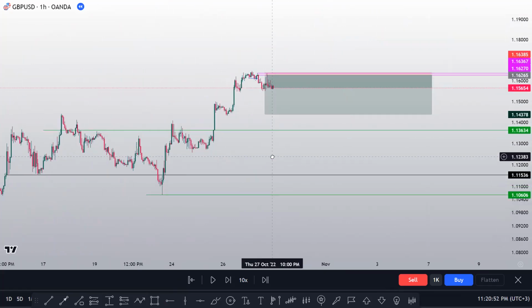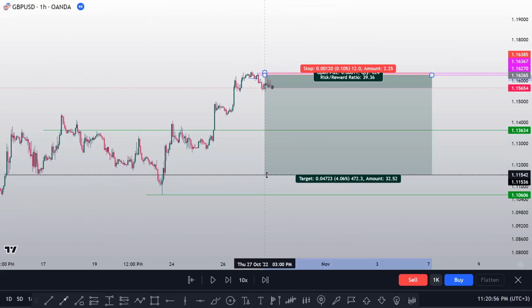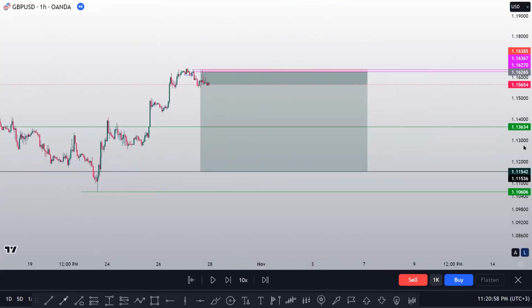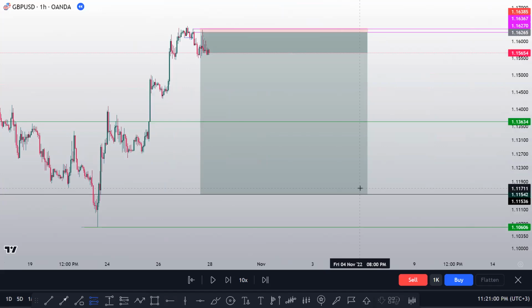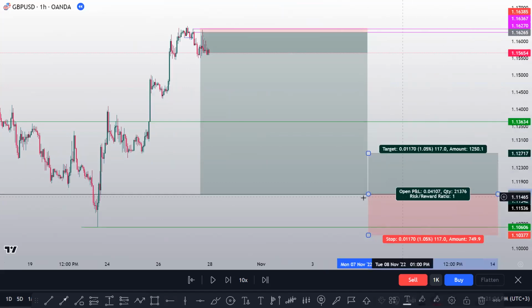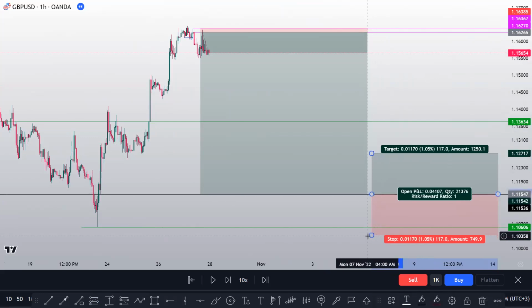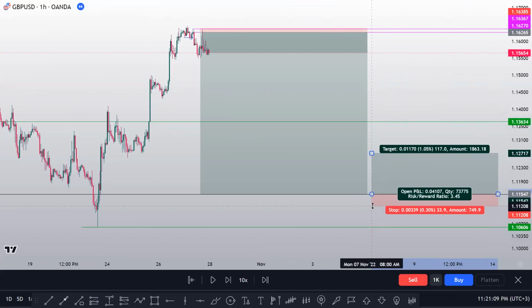So if I took a sell on this area, I'm going to hit my take profits on this zone here. And after hitting this take profit, I am going to buy again at this level. I'm going to buy again here. After buying this area, my stop loss actually is almost 15 pips as usual.